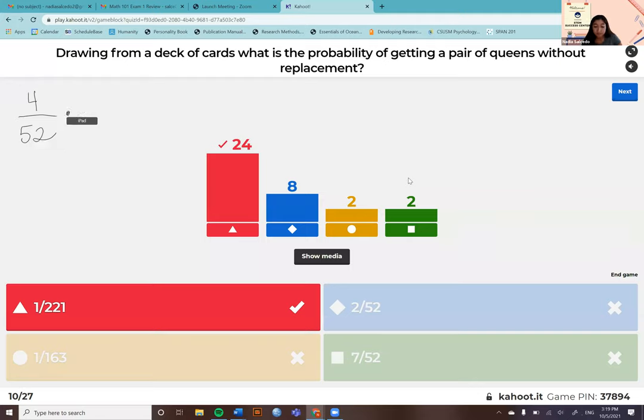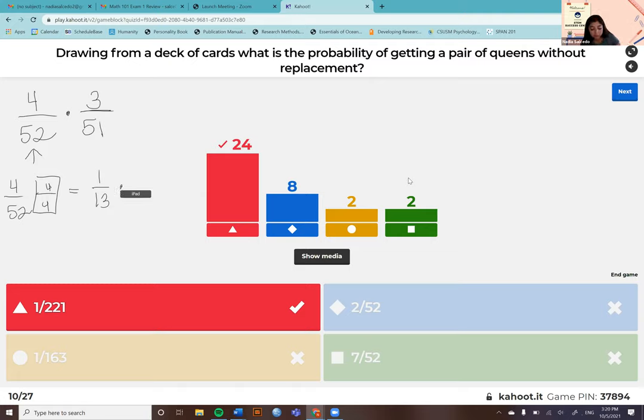If we're not replacing the cards, this changes because now we have only three queens, since we took a queen out already, and there are only going to be 51 cards left. So without replacement means we're taking one from the numerator and one from the denominator. And we can multiply these events. We can reduce 4 out of 52 by 4, which would give us 1 out of 13. Doing this makes your multiplication across at the end easier.